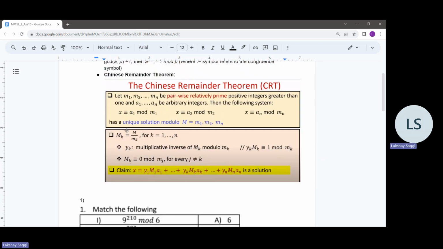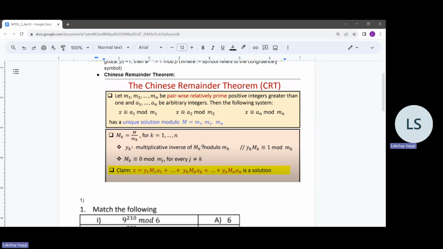If we define a quantity capital Mk as capital M divided by small mk, for k equals 1 to n, where n is the number of equations which we have. And then if we define a quantity small yk, which is the multiplicative inverse of capital Mk modulo small mk. I hope multiplicative inverse is clear to everyone. What is a multiplicative inverse? Because this has been covered in the lectures also.